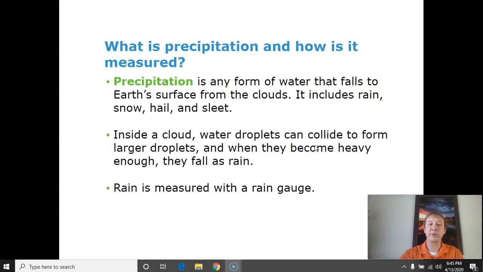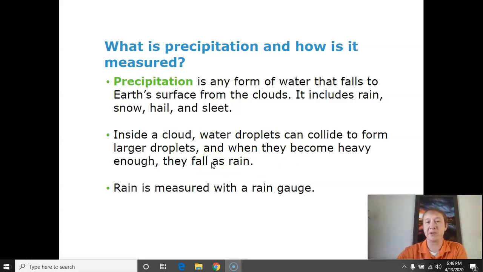So the next thing then is precipitation. There's four main types of precipitation, which is rain, snow, hail, and sleet. And precipitation is simply any time moisture falls from the atmosphere to the surface from clouds. On Sunday, we had a blizzard, which meant we had a lot of snow. Inside a cloud, there's water droplets. They collide, they form together. As they continue colliding and getting bigger and bigger, eventually gravity will pull them down to earth, and they fall as rain. Rain is simply measured with a rain gauge.